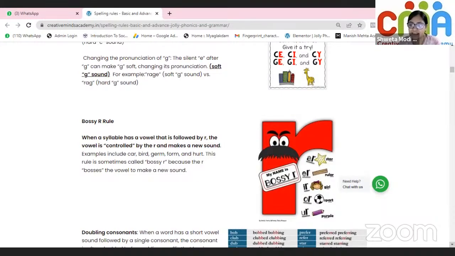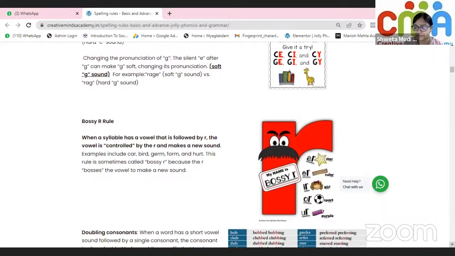So A doesn't say "ah", E doesn't say "eh", I doesn't say "ih", O doesn't say "oh", and U doesn't say its usual sound, but it is changed. It's bossed by R, and that's why it's the bossy R rule. So when a syllable has a vowel that is followed by R, the vowel is controlled by the R and it makes a new sound. Okay, so car, and not cad.